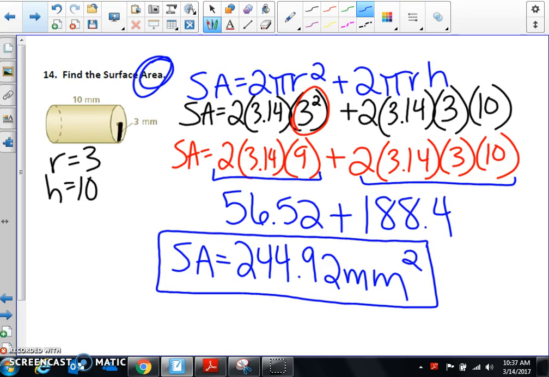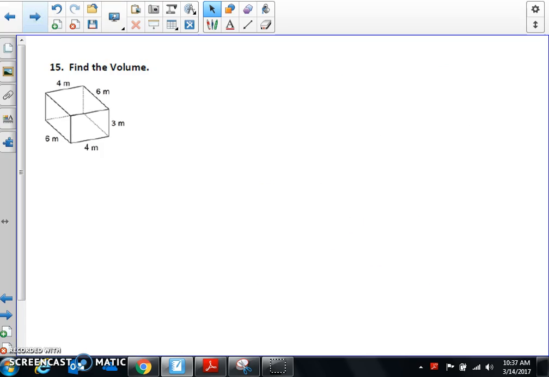And please punch all these numbers into your calculator at a minimum of twice, because remember, sometimes the buttons get stuck and everything else, so make sure you're careful. Find the volume. All right, I go to my formula sheet.